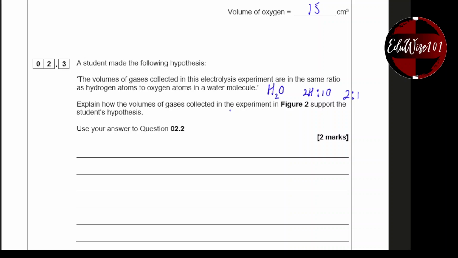Explain how the volume of gas collected in this experiment supports the hypothesis. So if you look at the volume of gases collected, hydrogen is 30 centimeter cube and oxygen is 15 centimeter cube. So the ratio is 2:1 again. So H is to O is 2:1 again. So the gases collected in this experiment do support the student's hypothesis.